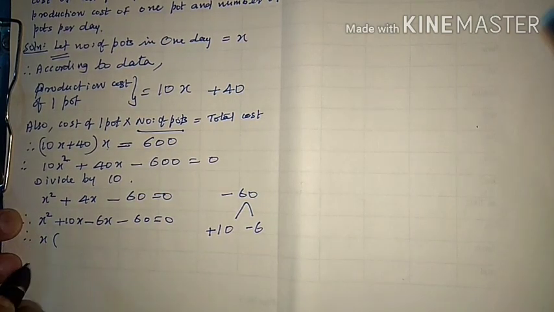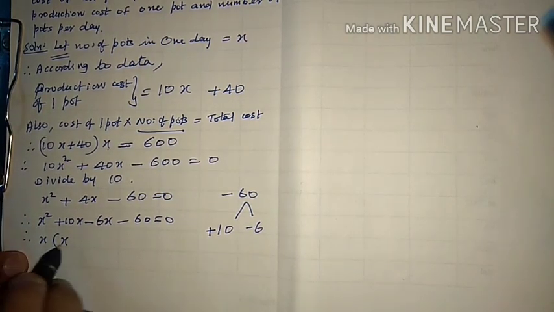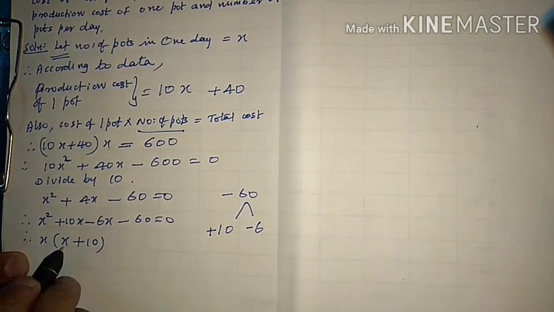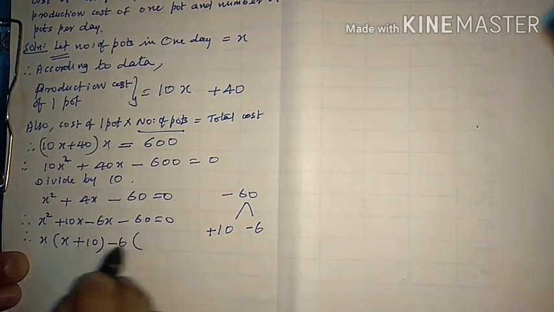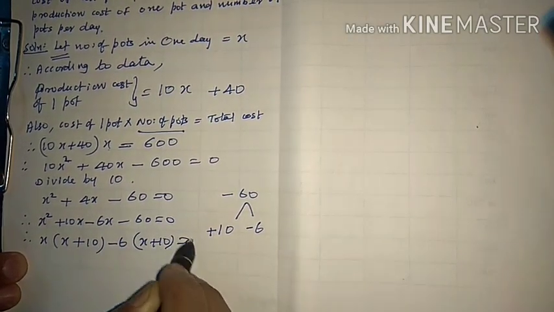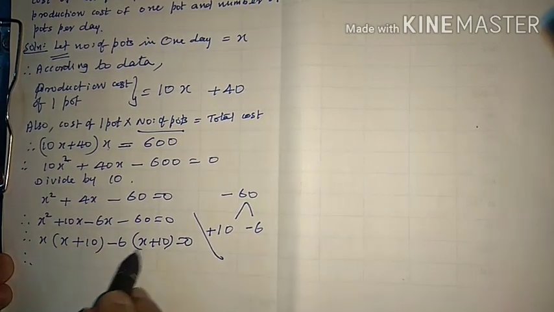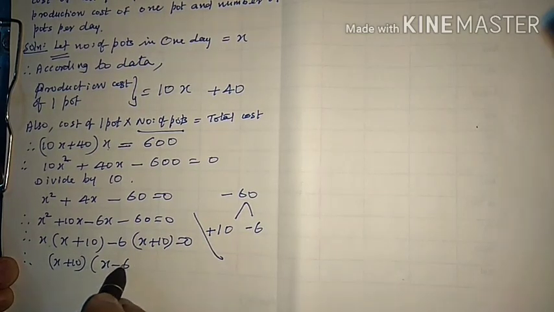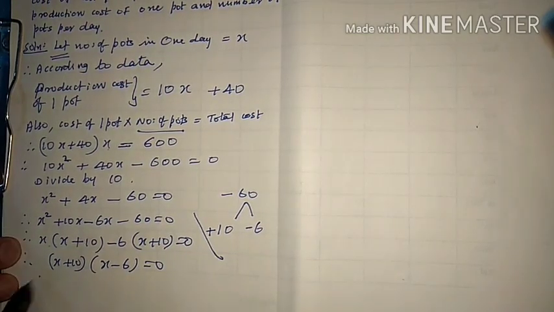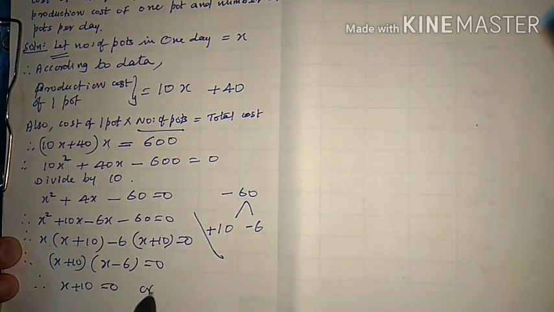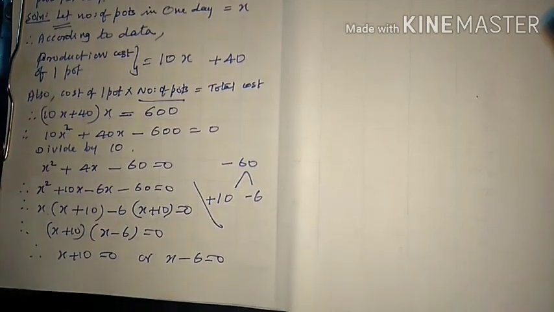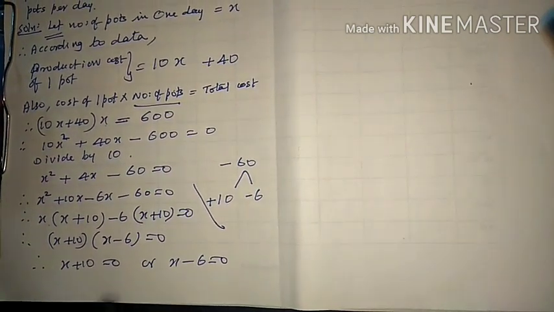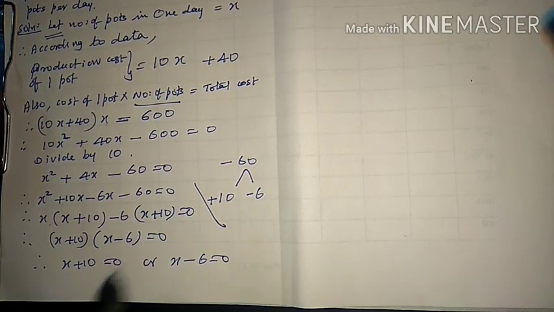Here the common factor is x. x comes out, remaining x plus 10. Here the coefficient minus 6 into x plus 10 equals 0. Now x plus 10 is the common factor, into x minus 6 equals 0. The product of two terms is 0, so either the first is 0 or the second is 0.